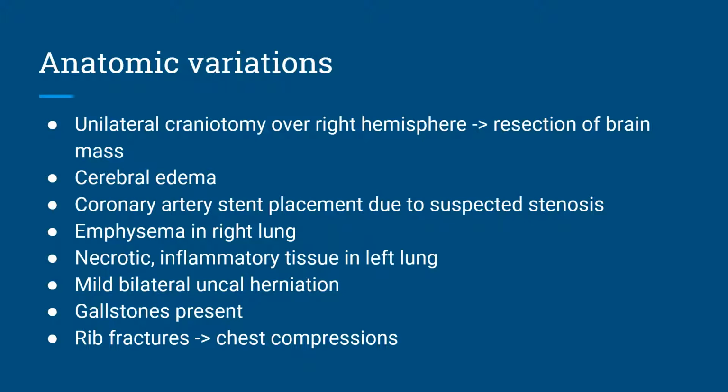But we also did notice during our thoracic dissection coronary artery stent placement, potentially due to plaque development or suspected stenosis. Then during our inspection of his lung tissue, we noticed what we suspected, and later confirmed, was emphysema in the right lung, with the left lung having very dense tissue, suspected to potentially be tumor infiltration, which was later confirmed to be necrotic and potentially inflammatory tissue.